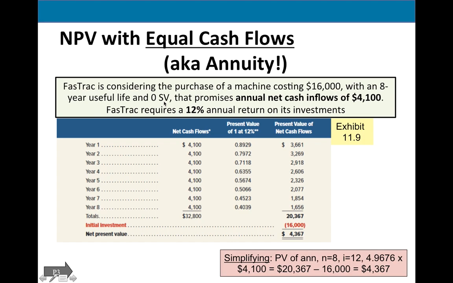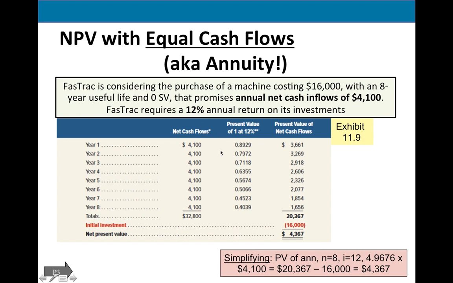Again, if we have a salvage value in any problem, if we have the actual salvage value, it's the money we're gonna get at the end of the 8th year. So if the salvage value is 1,000, it's an additional 1,000 that will come to us, and we have to discount it to today. So this investment promises to pay annual net cash flows of $4,100 every year, the same amount, equal cash flows. And the required rate of return is 12%. That's that rate, the hurdle rate, which is given.